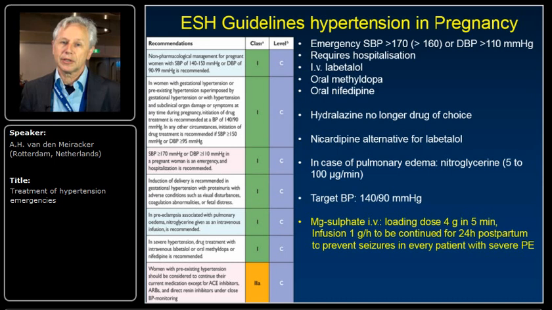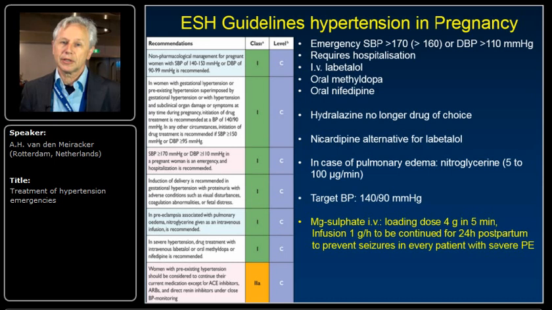Hydralazine was a drug that was used very frequently for this condition, but is no longer a drug of first choice. Nicardipine can be a good alternative to labetalol. And of course, if there is pulmonary edema, nitroglycerin can be used. The target blood pressure in this condition is 130/90.